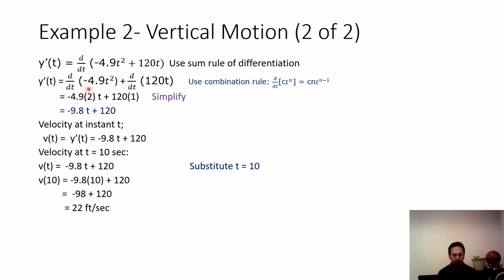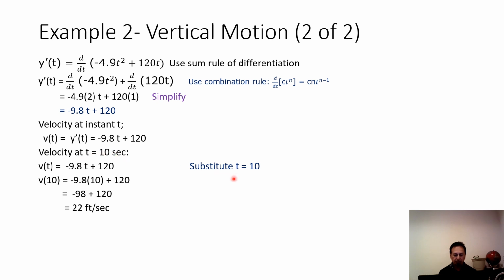So if you apply this rule on this one, it becomes -4.9 times 2 times t. And this becomes 240 times 1. So now we simplify, which gives you -9.8t + 240. Velocity at instant t is now v(t) equals y'(t), which is -9.8t + 240. Now we're going to find the velocity at t equal to 10 seconds.